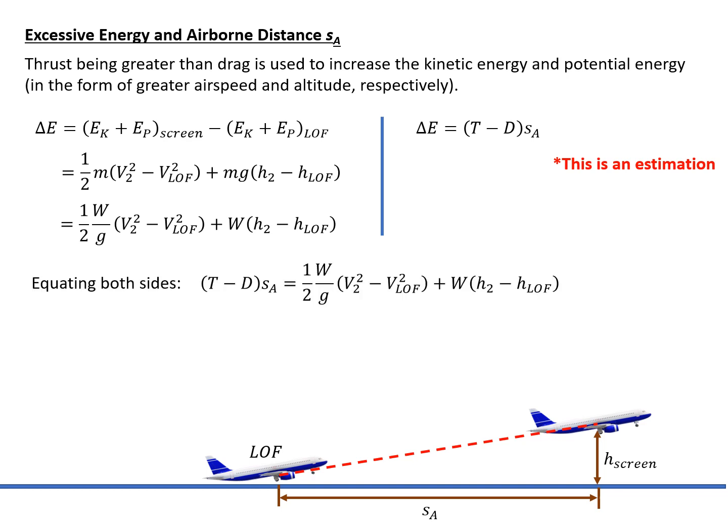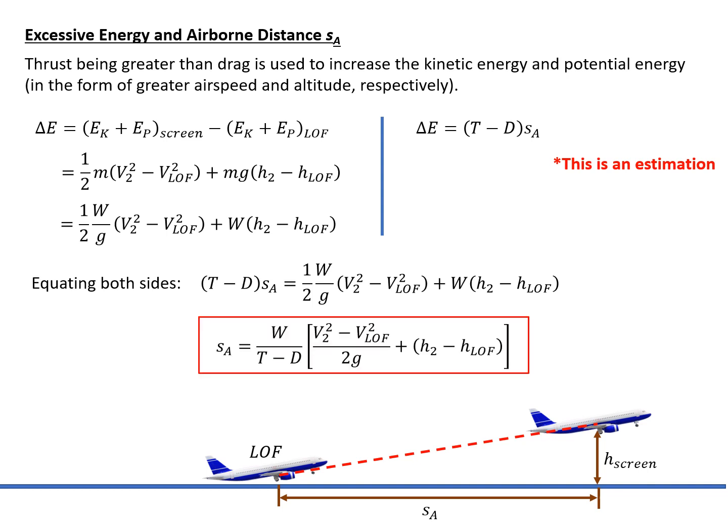Okay, so now we are equating delta E in the form of energy and delta E in the form of excessive force. So we can have this new equation by equating the above two equations. Okay, so then we can write down SA equals W divided by T minus D, and then that's the kinetic energy and also the potential energy. And if we know all these parameters, we can estimate the airborne distance for the aircraft.